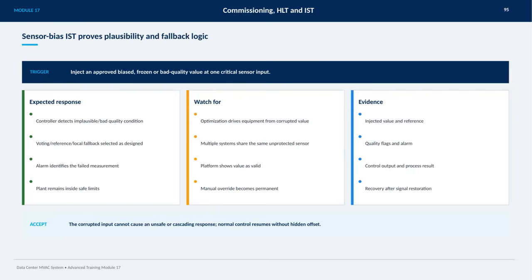On this slide, we focus on the sensor bias IST, which serves to prove plausibility and validate fallback logic in our system. The key point is to trigger the system by injecting an approved biased, frozen, or bad quality value at a critical sensor input. The controller must then detect this implausible or bad quality condition.